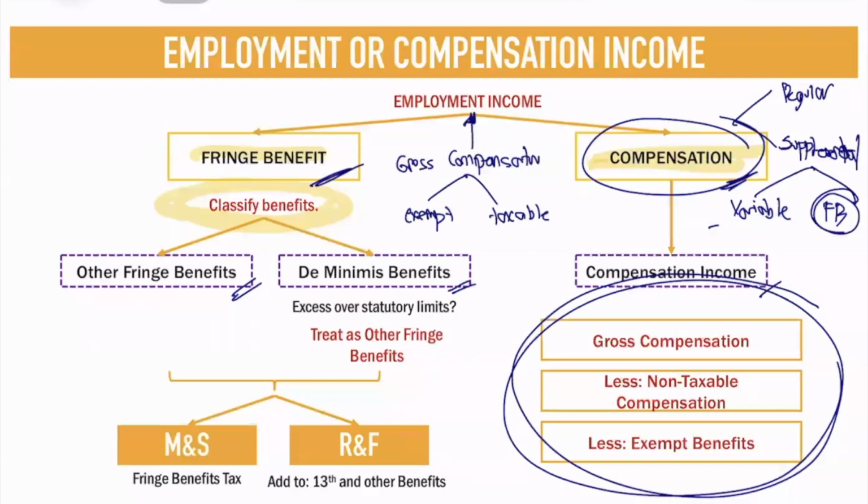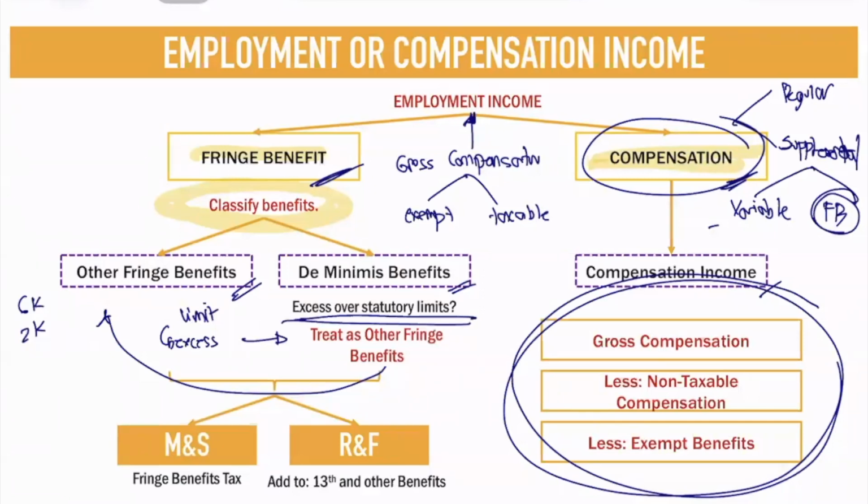Now let's go to your fringe benefits. We said under fringe benefits, we need to classify it. So how do we classify it? We classify whether it's other fringe benefit or a de minimis benefit. If it is a de minimis benefit, you will only tax it if it is in excess of the statutory limit. So there is a limit. The excess over the limit is taxable, and you treat it as other fringe benefit. So let's say, for example, the limit is 2,000 and you give 6,000. Therefore, the 4,000 is taxable. And how will you tax the 4,000? Treat it as other fringe benefit.